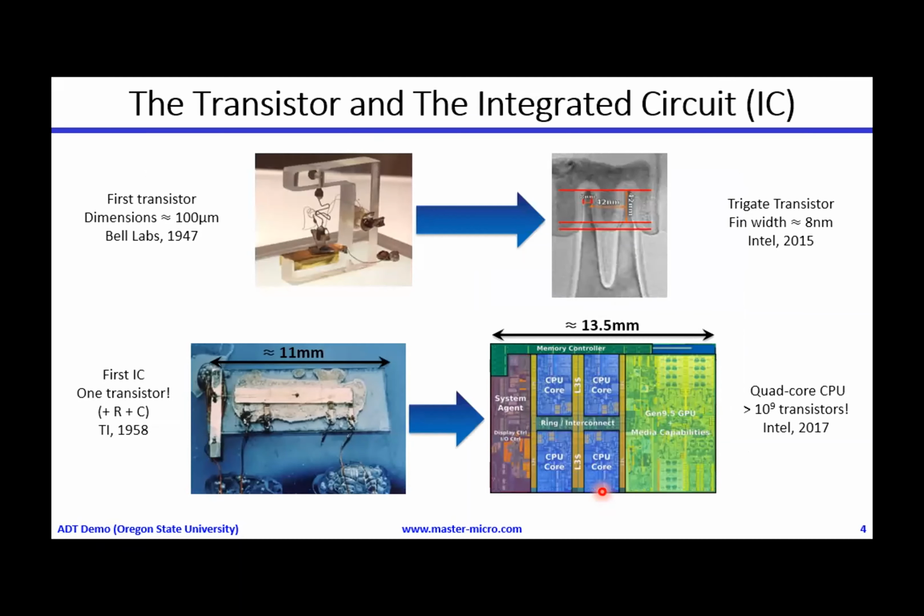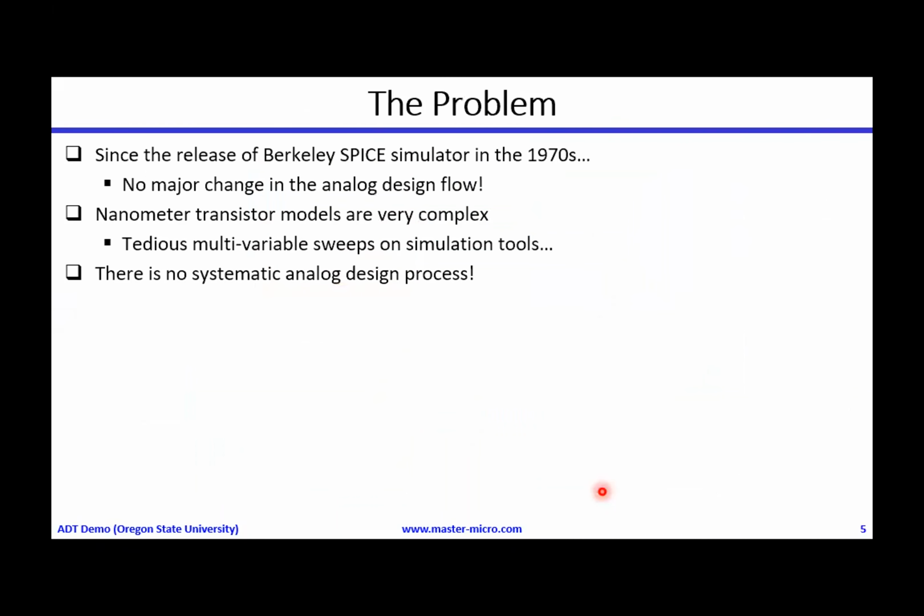So the transistor was shrunk down by orders of magnitude, and the integration density of the IC, the number of transistors on chip, also has increased by orders of magnitude in the last decades. But it is really surprising that despite these exponential changes, the analog IC design flow has almost unchanged since the 1970s. Since the introduction of Berkeley SPICE in the 70s, nothing has really changed in the analog IC design flow. So we are now using a 50-year-old design methodology.